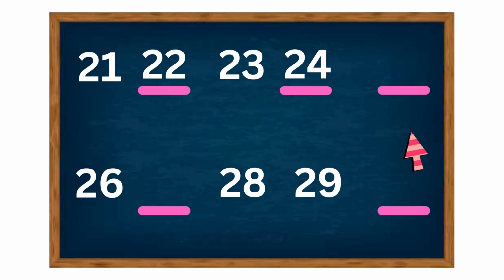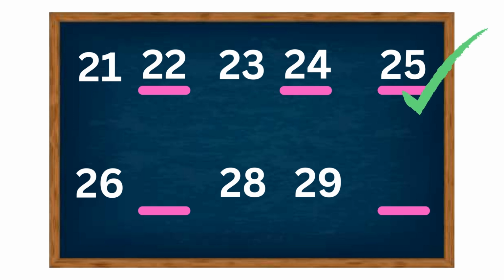What number comes next? 20, No! 25. Yes! Correct again. What number comes after 26? 22, No. 24, No. Try again. 27. Correct.